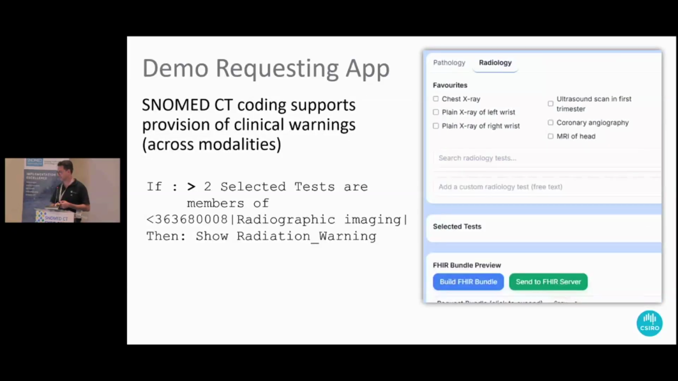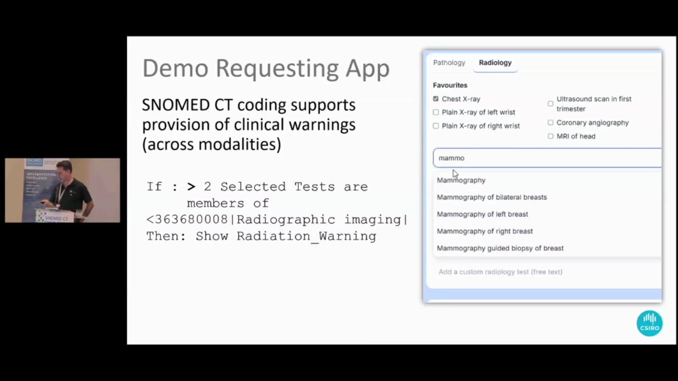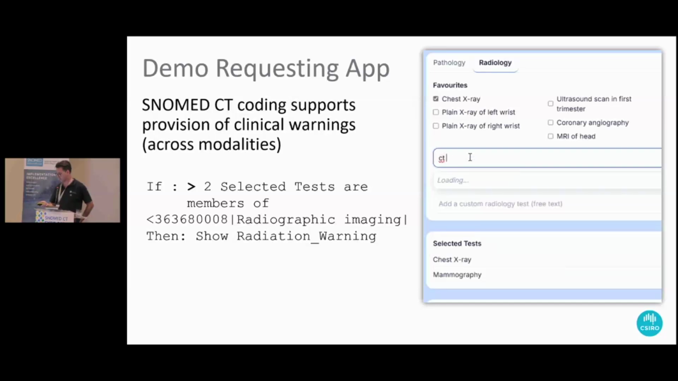Oh, there was another example there. Similarly, you can do things. So in this example, we're going to order some radiology. We'll pick a chest X-ray, a mammography, and a CT of the breast.